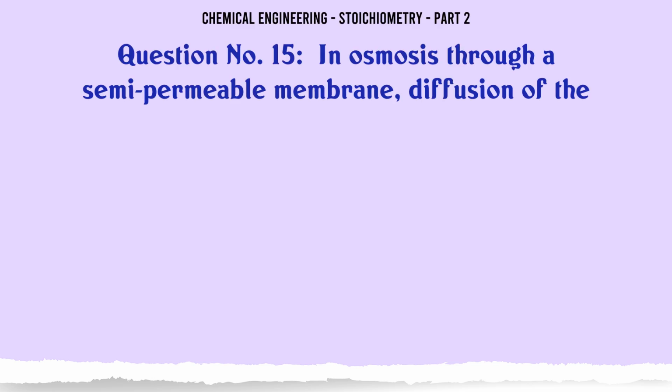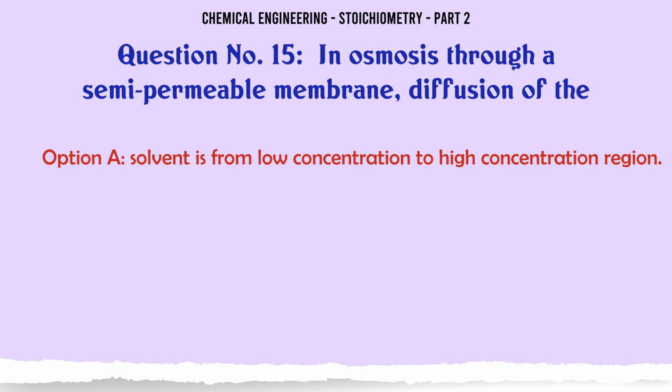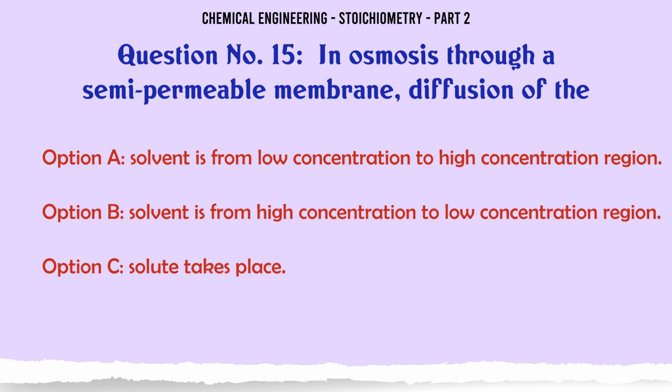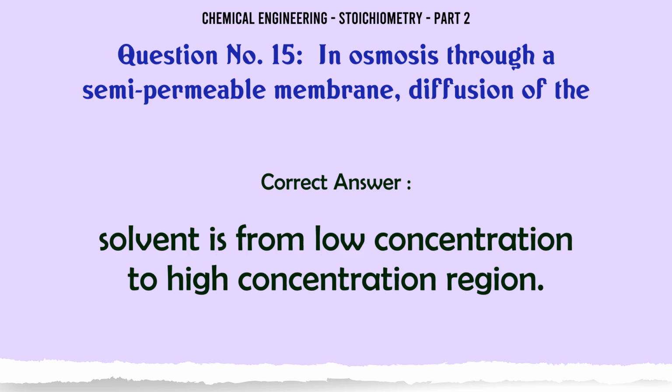In osmosis through a semi-permeable membrane, diffusion of the A solvent is from low concentration to high concentration region. B solvent is from high concentration to low concentration region. C solute takes place. D none of these. The correct answer is solvent is from low concentration to high concentration region.